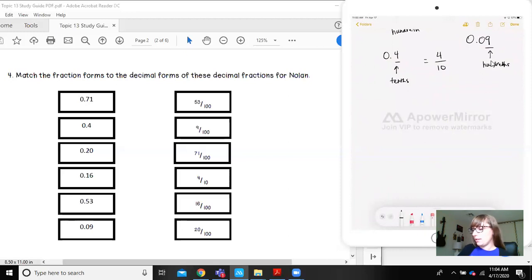And another way to write 9/100 is 9/100. So if it's in the hundredths place value, we're going to write 100 here. If it's in the tenths place value, we're going to write a tenths here for our denominator. So this 9/100 would be matched to 9/100. You guys can practice the other three on your own.